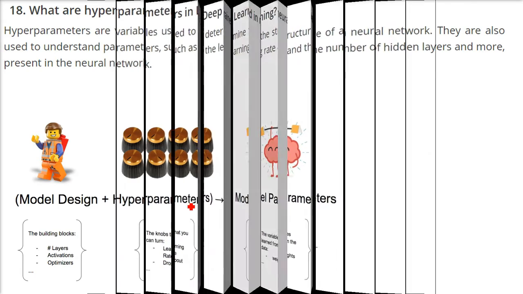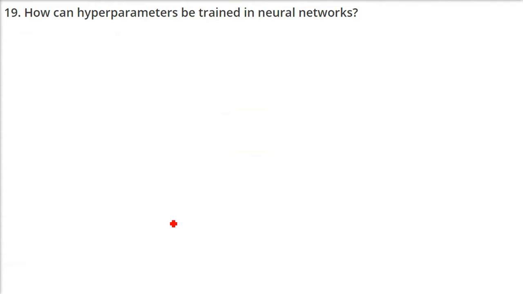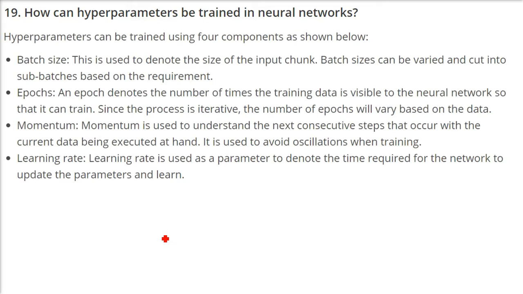How can hyperparameters be trained in neural networks? I hope you got the idea of the previous question. Let us start with batch size, epochs, momentum, and learning rate. We have four parameters here. Batch size denotes the size of the input chunk. For example, you have x1 to xn, which can be 100 or millions, there is no limit on the number. So you want to send it in batches. Batch sizes can be varied and cut into sub-batches based on the requirement.